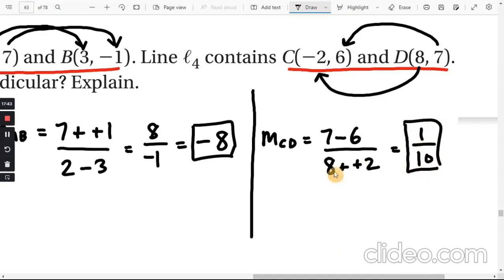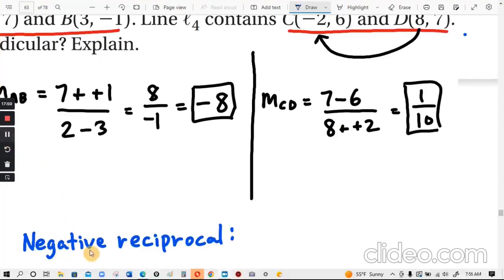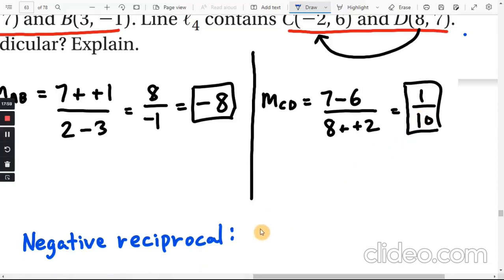So I can see already they're not going to be perpendicular, but let's just finish this. So we want to take the negative reciprocal. You can do it to either one and then see if it matches the other one. So let's take the 1/10. Okay, so there's 2 steps. You want to flip it. So 1/10 becomes 10/1 and change the plus minus sign. This is positive, so this is negative. And of course, -10/1 is just -10.